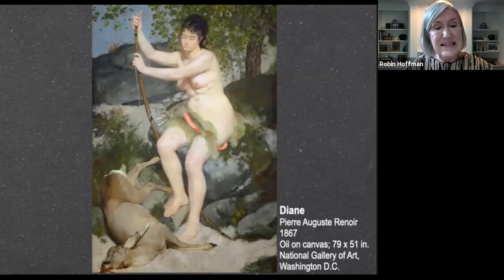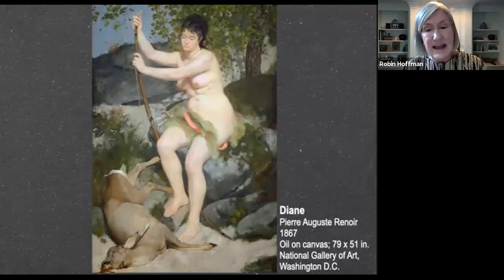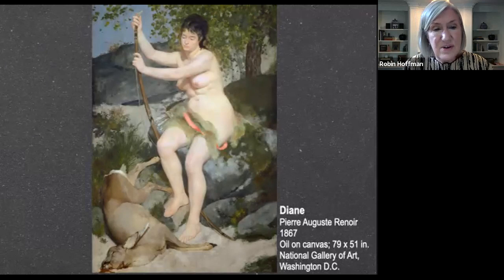This model is Lise Tréault, the artist's mistress, and in the end, as Renoir admitted, quote, "The picture was considered pretty improper." He said he added the bow, the dead animal, and the deerskin to transform Lise into Diana, the ancient goddess of the hunt, whose nudity would be more acceptable to a salon jury. However, undisguised by its mythological theme, the jury was not fooled, and the painting was rejected when Renoir submitted it to the Salon in 1867.